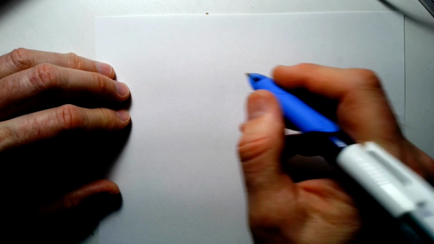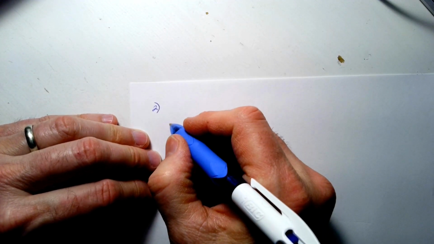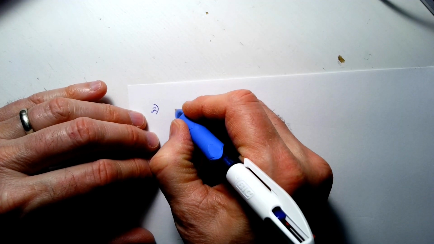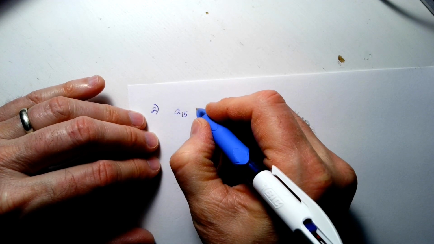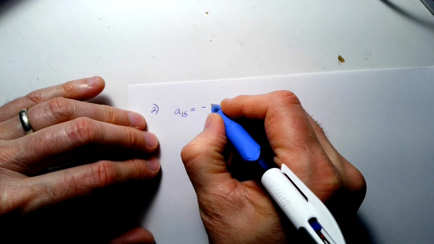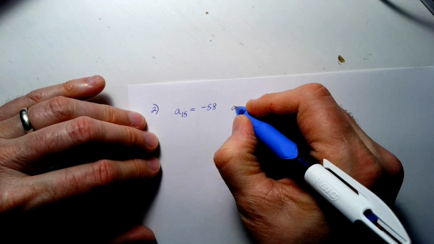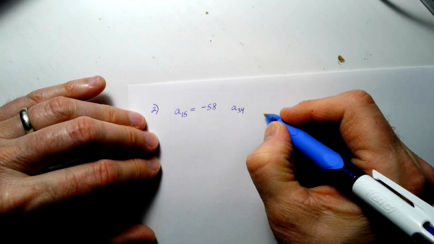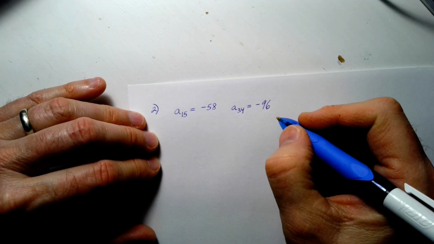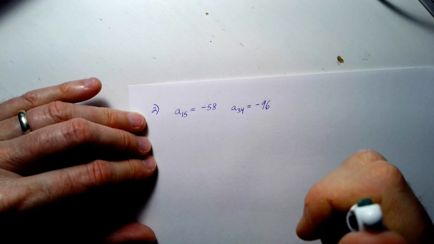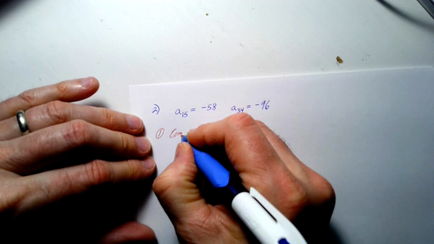Okay, so the two terms that they gave us are A15 equals a negative 58, and A34 equals a negative 96. Alright, so the first thing we're going to do is find the common difference. So step 1, common difference.